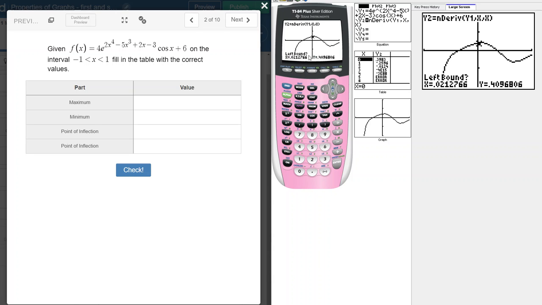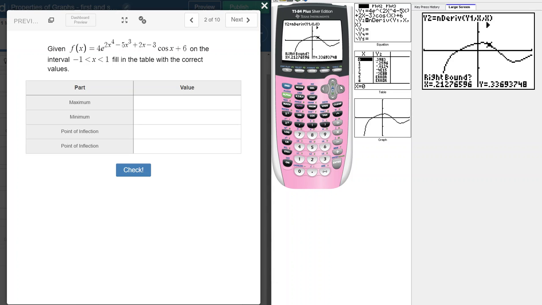So now this is telling us left bound, question mark. What I'm really trying to find is this point right here where my x-intercept happens, where it changes from positive to negative. So I need to go to the left of that just by a little bit. So my cursor now is definitely on the left of this x-intercept.